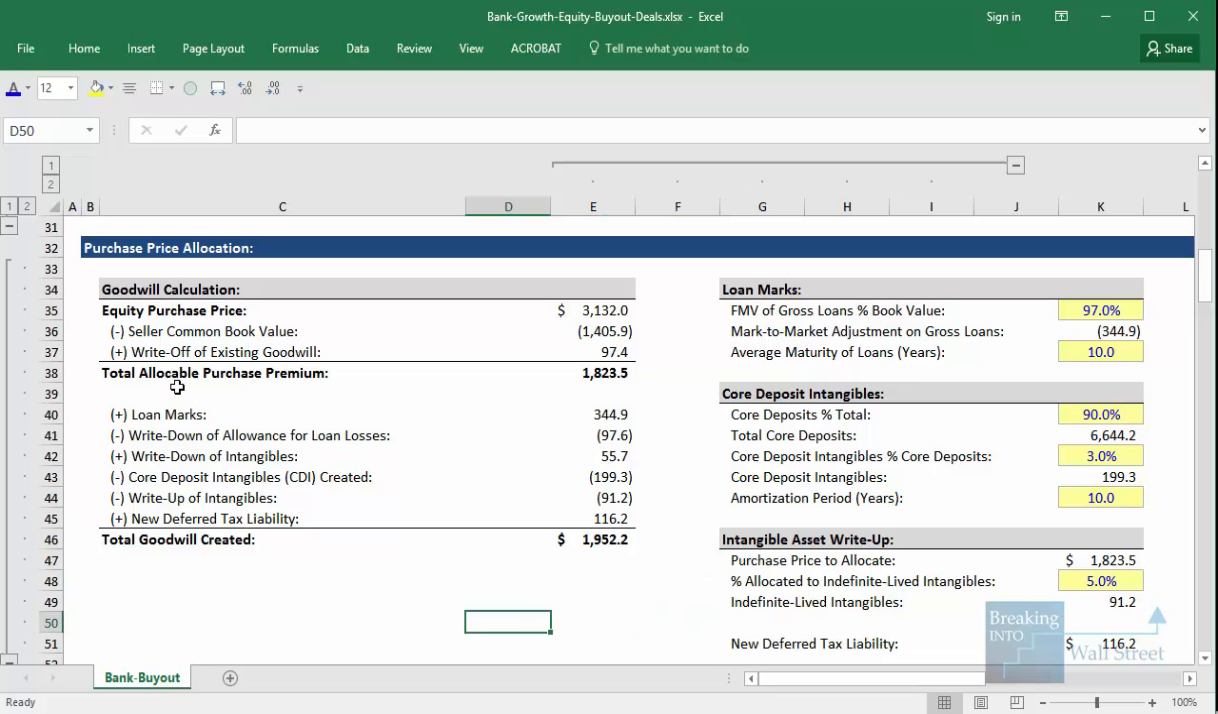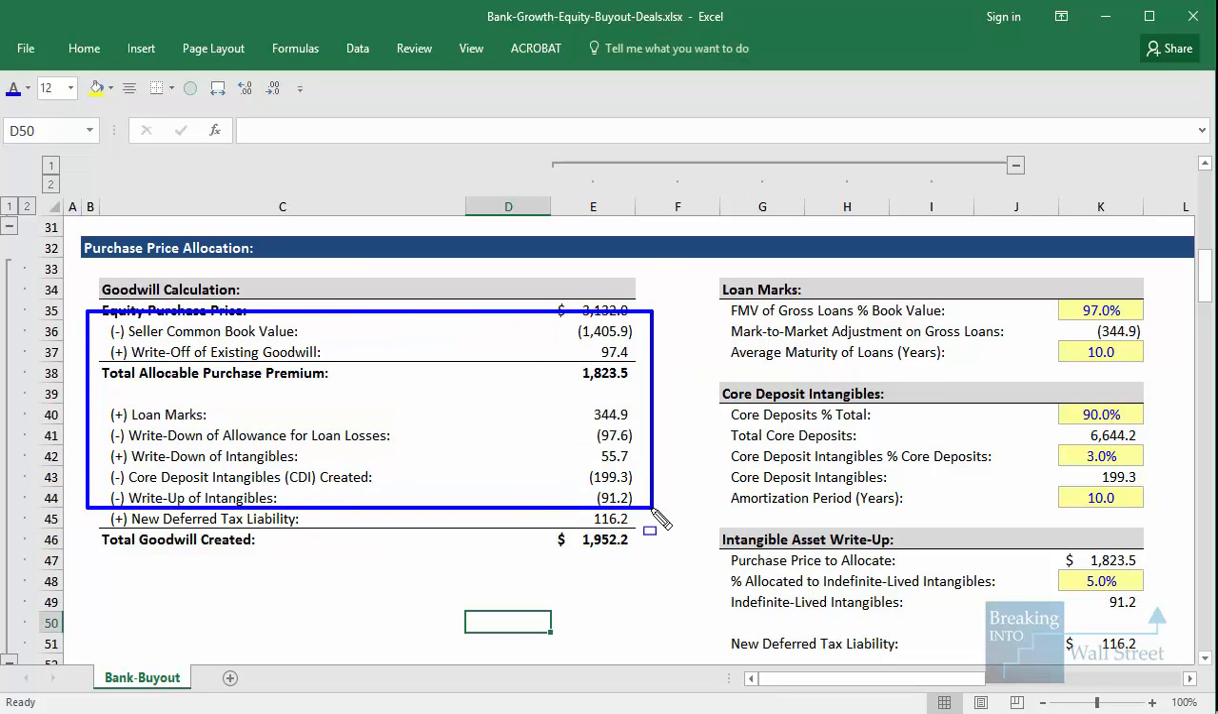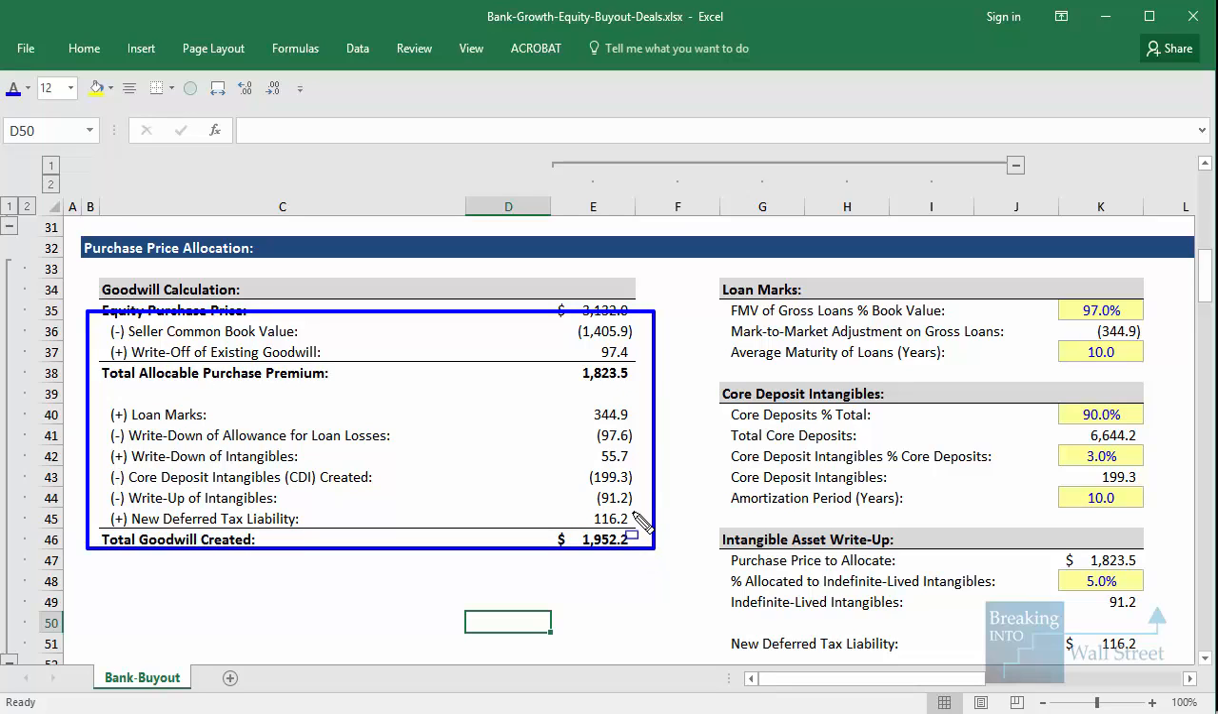You might adjust a few items on the balance sheet and then reflect the additional equity and additional cash, but you wouldn't go through all this where you write down the seller's common shareholders' equity, the goodwill, the intangibles, and then you create a whole bunch of new items. But for a deal where you buy 100% of the bank, you will make these adjustments.